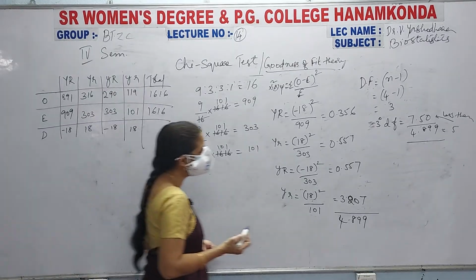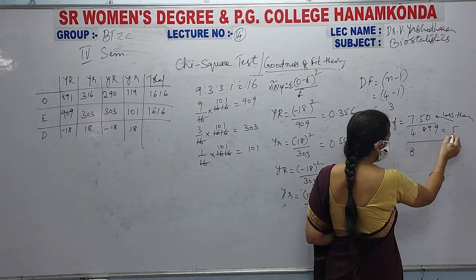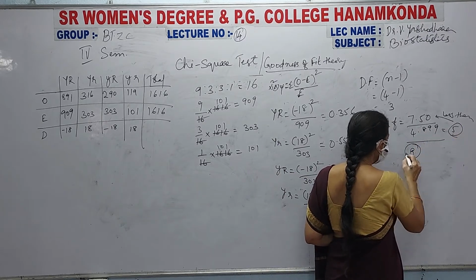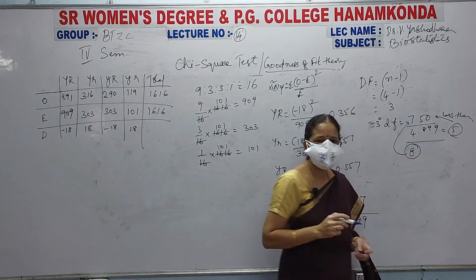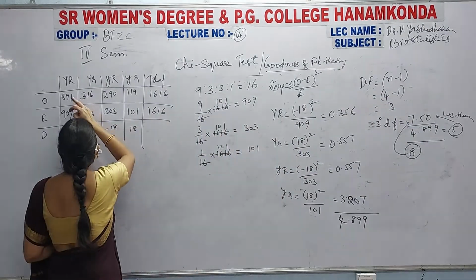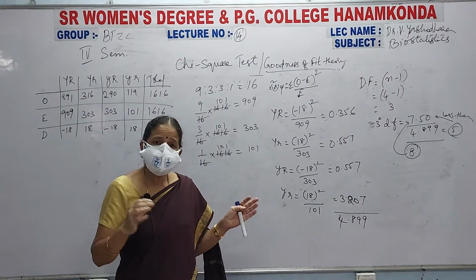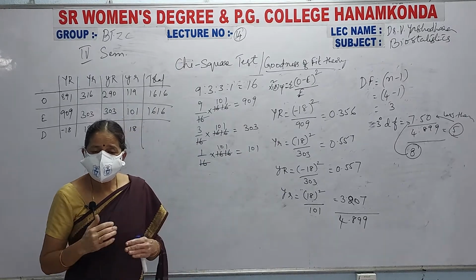Now if I got 8 out of 5 instead, and 8 came as my result, it is not obeying goodness of fit theory because it is more than that. That means the difference between the observed and the expected is high. So it is not obeying goodness of fit theory, or it is not obeying the chi-square test.